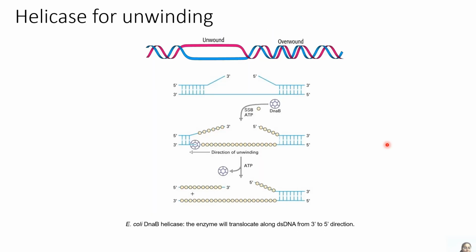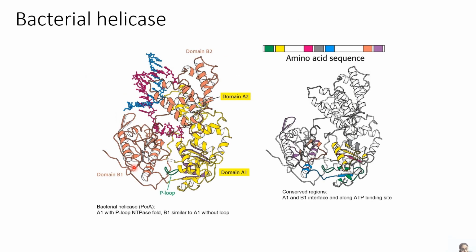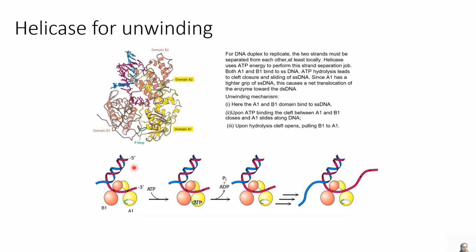Not going into too much detail. If you see, this is E. coli DnaB helicase. The helicase will translocate along double-stranded DNA in the 3' to 5' direction. So we can do helicase assays as well to showcase that. This is the structure of bacterial helicase.